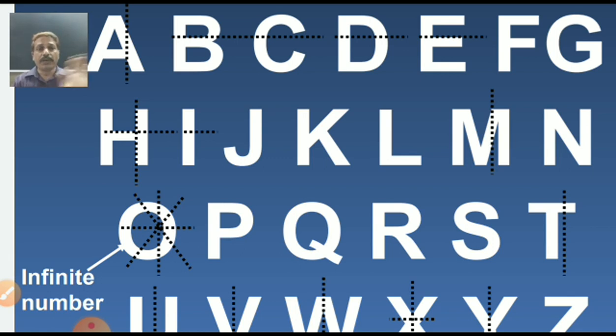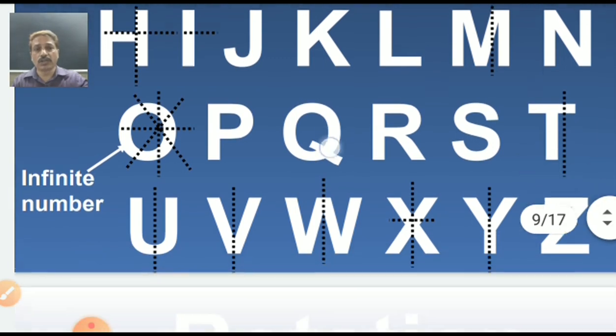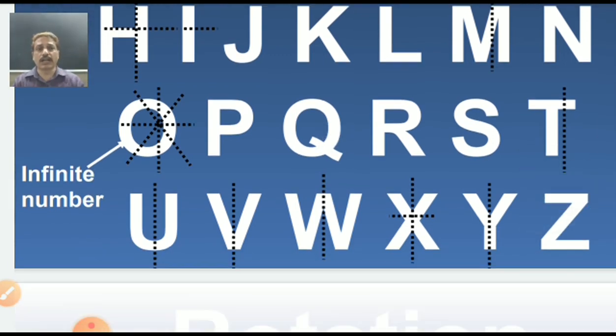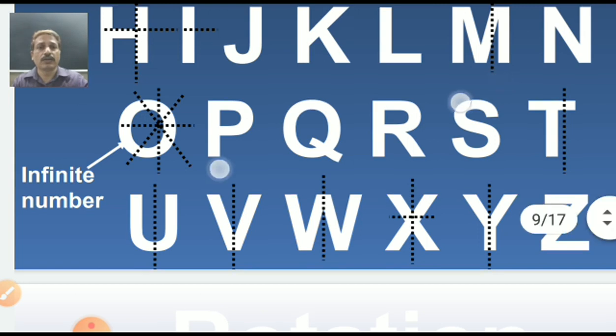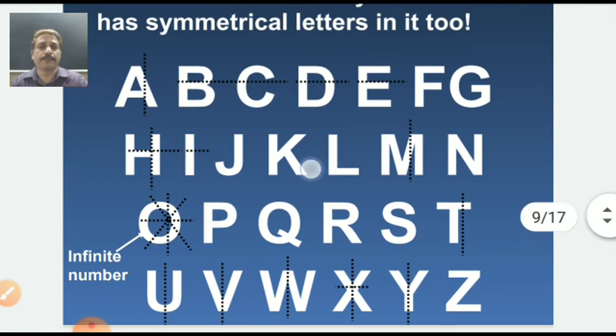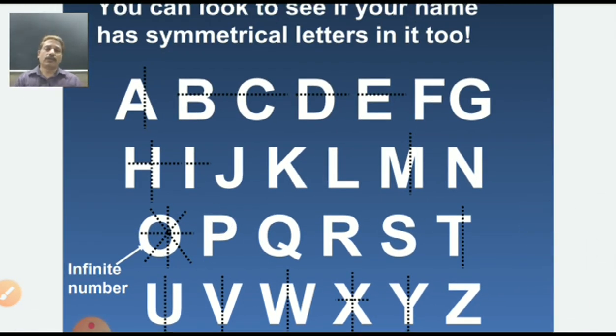O. P no, Q no, R no, S no. T has a vertical. U also has vertical. V has vertical. W has vertical. X has both. But capital X. These are already related to capital letters. Y vertical. Z has no line of symmetry. Be careful. I will show you one thing also, how to remember vertical and horizontal.